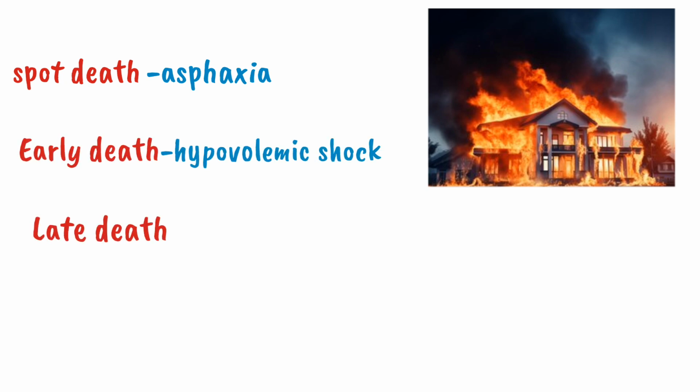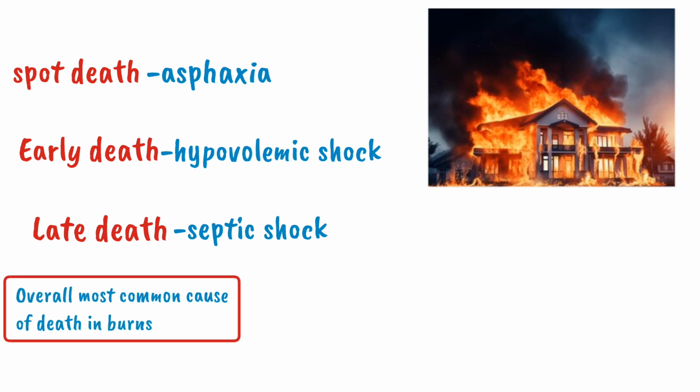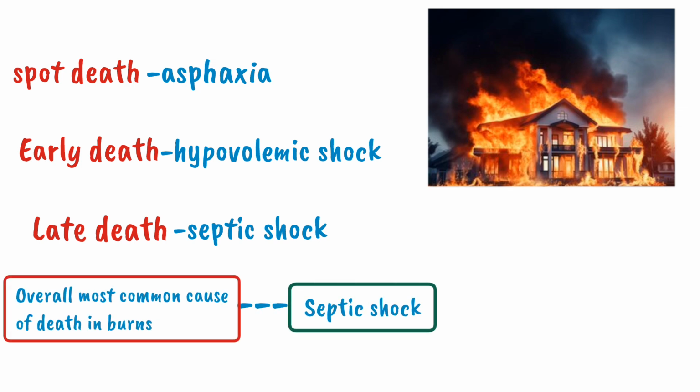So in short, on-the-spot death is due to asphyxia, early death is due to hypovolemic shock, and late death is due to septic shock. But overall, the most common cause of death in burns is septic shock, because the burn destroys the superficial layer and the patient is prone to infection, which can lead to septic shock.